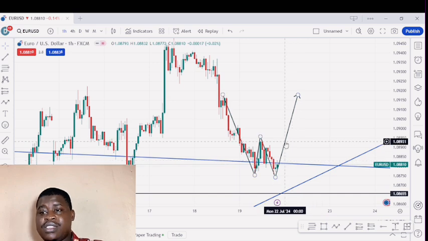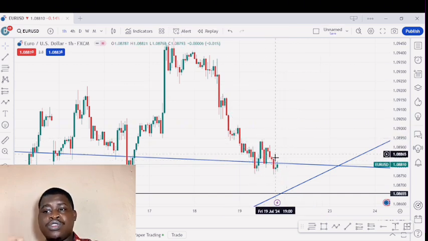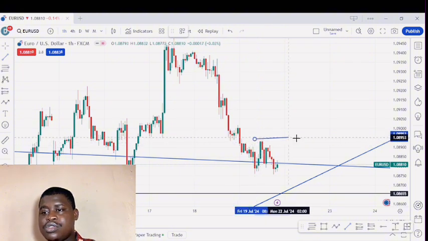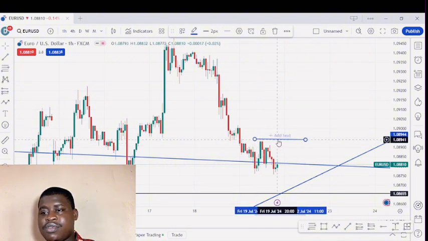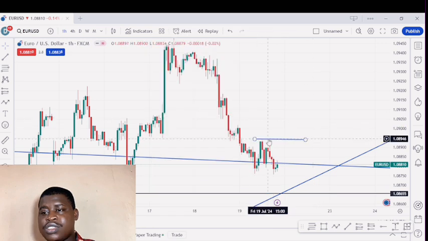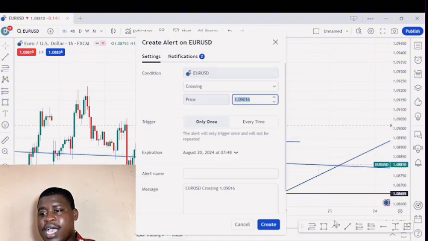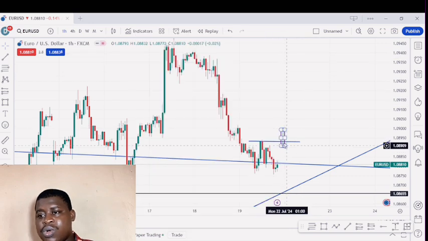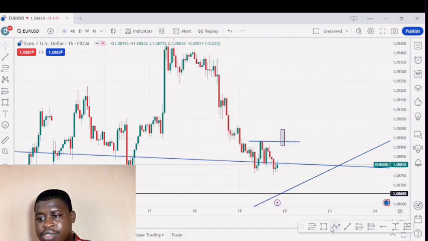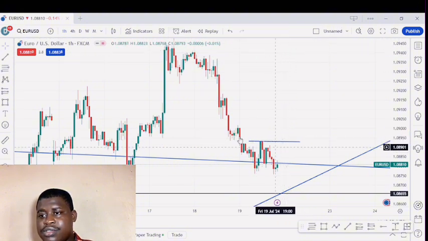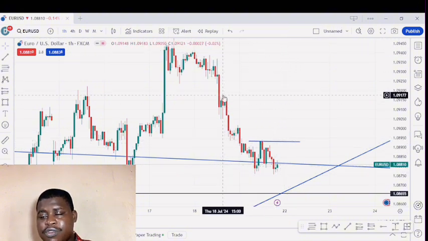Let me explain what you can do to take advantage of this. You will have to wait for a candlestick close above here. A candlestick must close above here, you understand? And wait for a retest on the 1 hour time frame. Maybe a rejection might come out here. Just wait for a retest here to take this short move so you can profit.